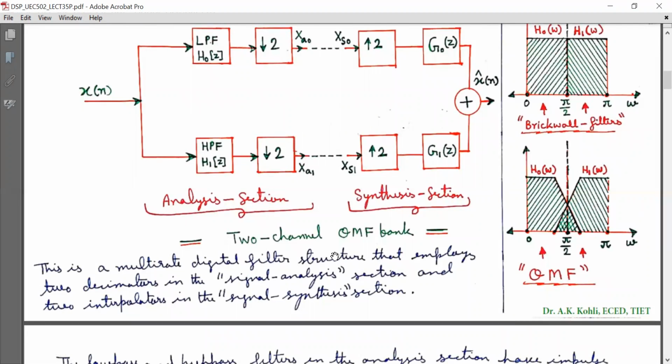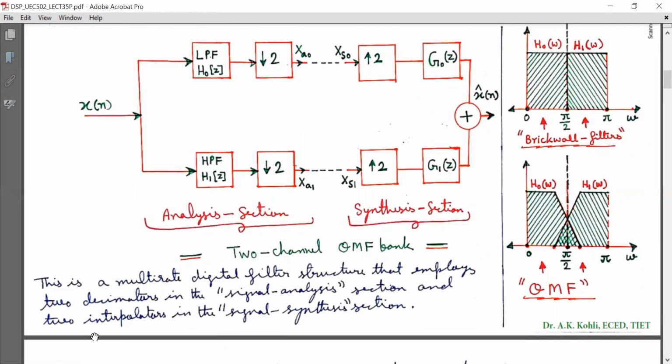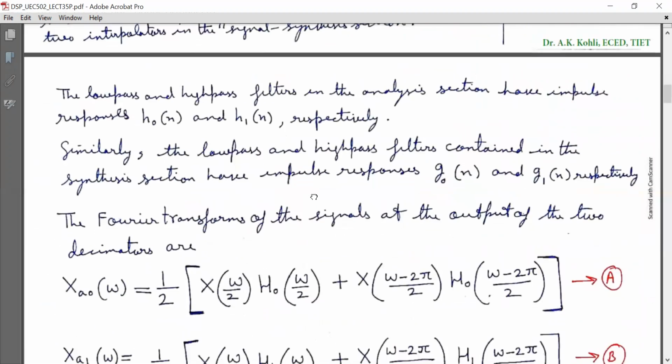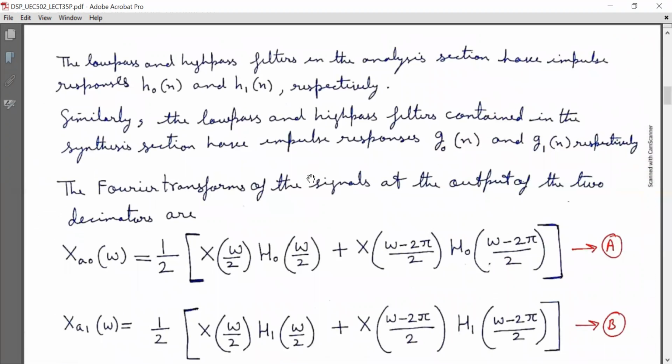This is a multi-rate digital filter structure that employs 2 decimators in the signal analysis section and 2 interpolators in the signal synthesis section. The low pass and high pass filters in the analysis section have impulse responses h0[n] and h1[n] respectively. Similarly, the low pass and high pass filters contained in the synthesis section have impulse responses g0[n] and g1[n] respectively.